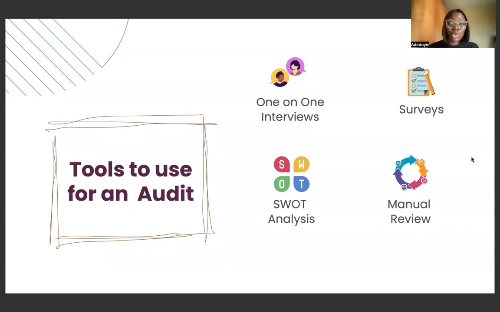So it's not like a general SWOT analysis that you would do in a comms plan, for example. It's very specific to communications. And in the course, I would show you the difference and what you would highlight in this. And then you would do a manual review. So manual review of strategies, manual review of documentation.